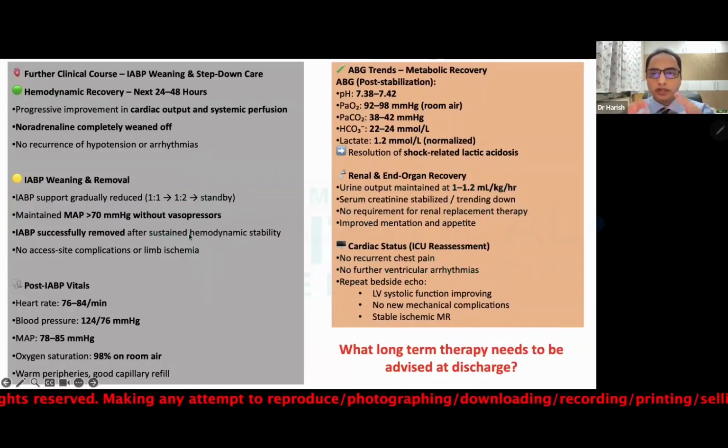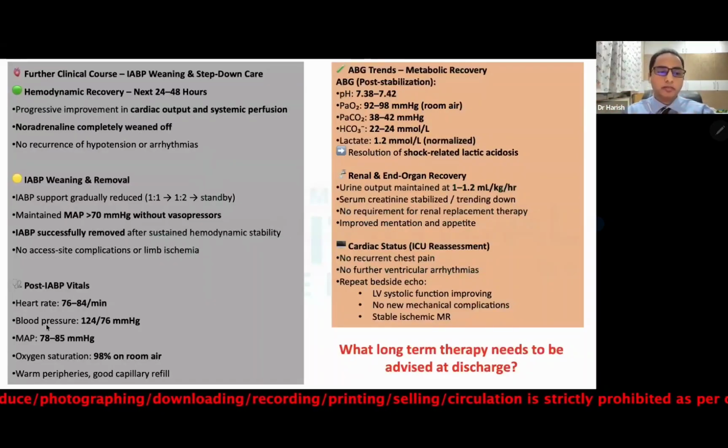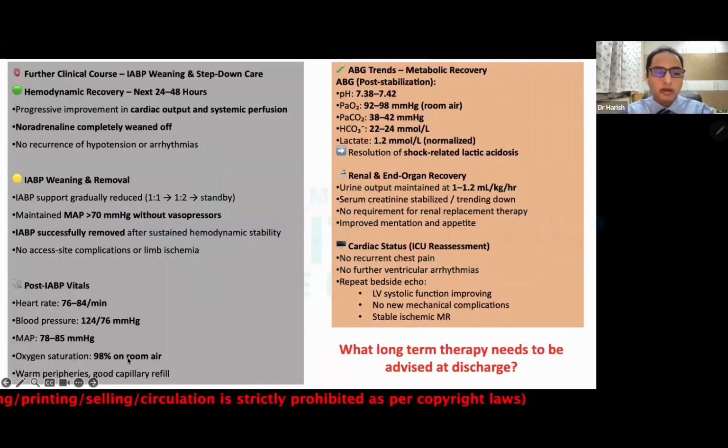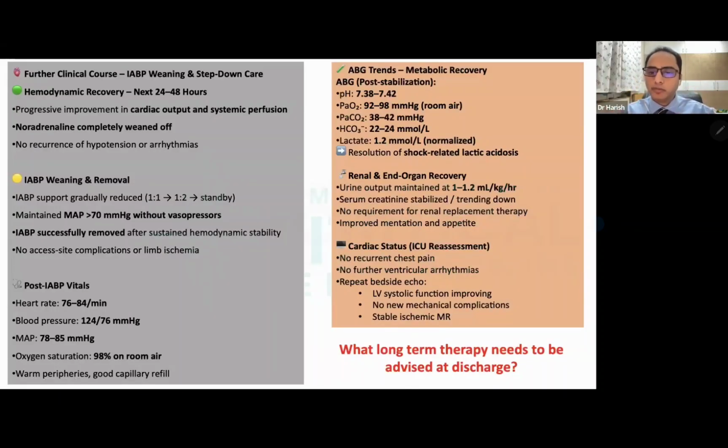So post IABP vitals: heart rate 76 to 80, BP 124 by 76, MAP somewhere between 78 to 85. Saturating 98% on room air, warm peripheries, good capillary refill. Okay, so ABG is also improved. Renal and other end organ perfusion is good, with a urine output of 1 to 1.2 ml per kg. Cardiac status: no recurrent chest pain, no further ventricular arrhythmia. We did a repeat echo, LV systolic function is improving, no new mechanical complication, with stable mild ischemic MR.